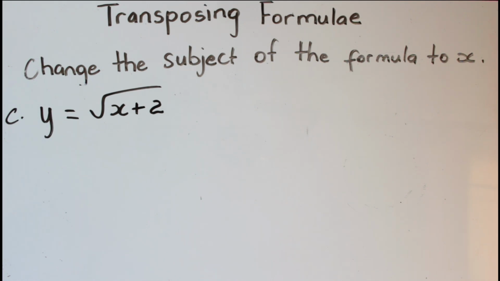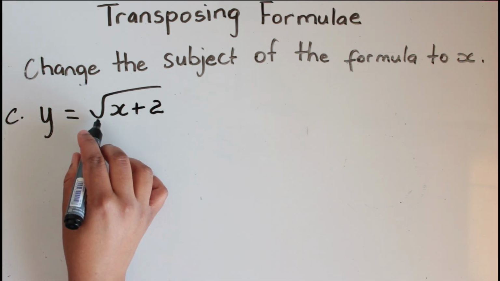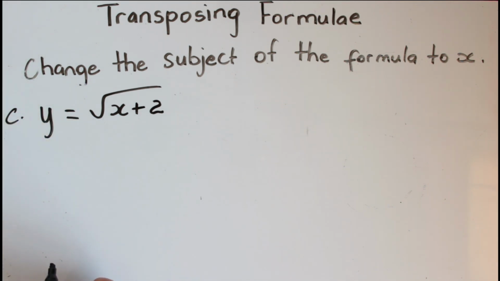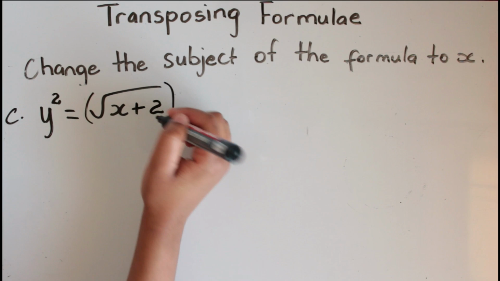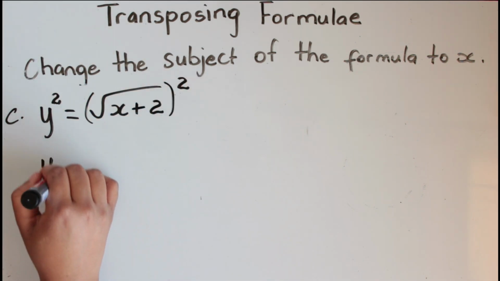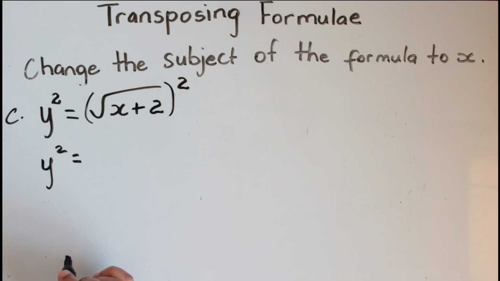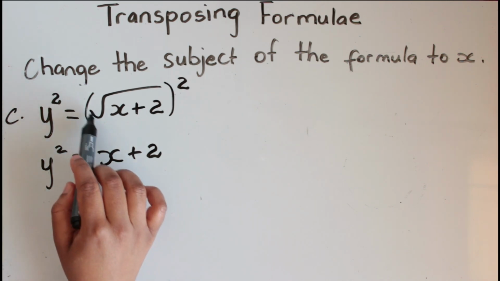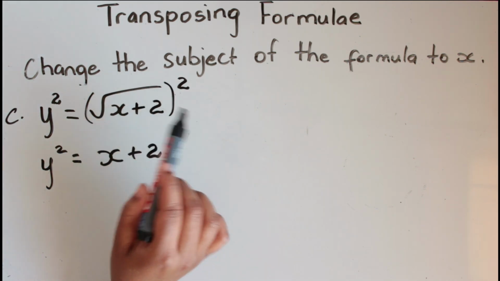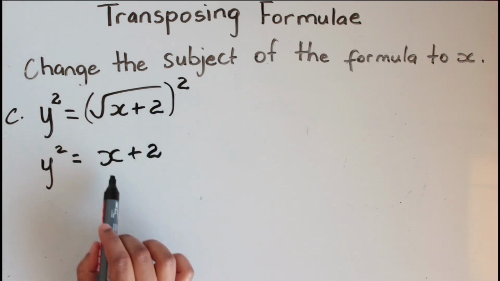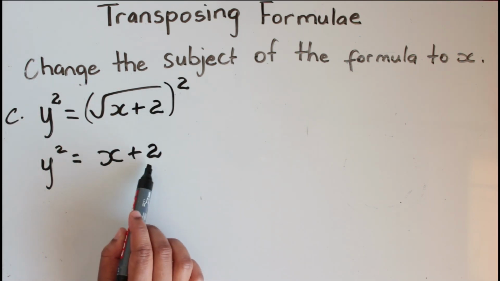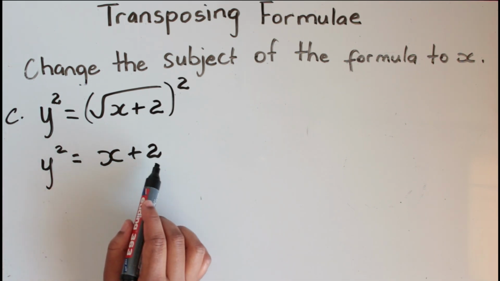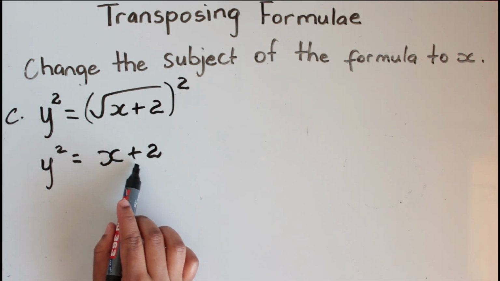Okay, so we start by getting rid of the square root, which therefore means that we need to do the inverse operation of taking the square root, which means that we square. So we square this side of the equation, and I also need to square my right hand side. So y squared just remains as y squared, and that equals x plus 2. And remember, that's the aim anyway, because we have the square root of x plus 2. When we do the inverse operation, which is to square it, we just get what's under the root, which is x plus 2.